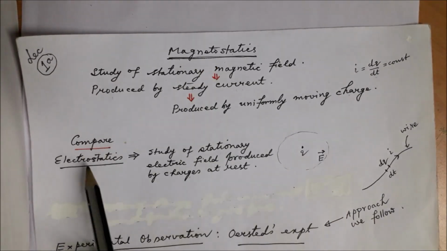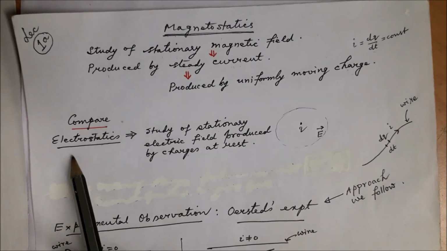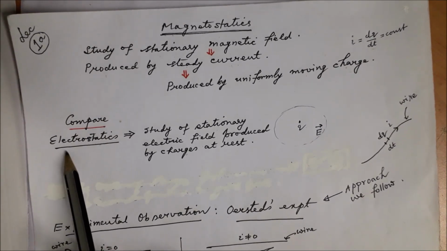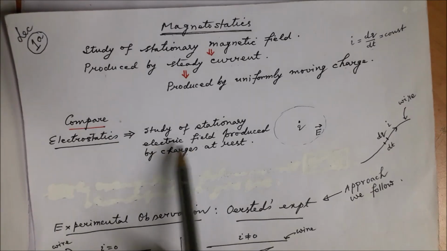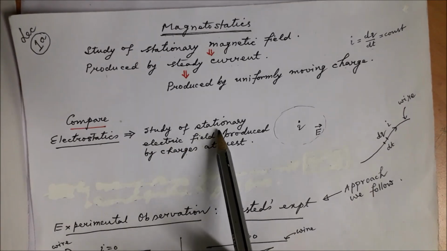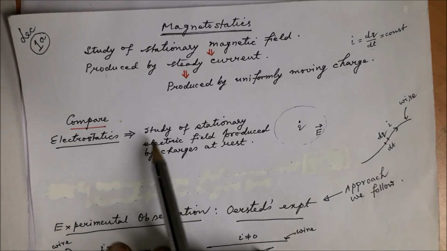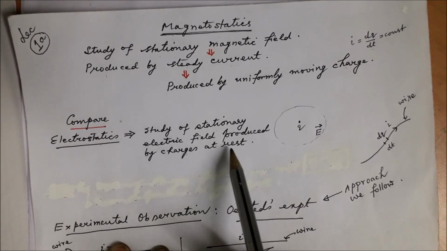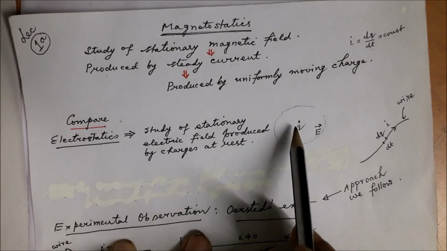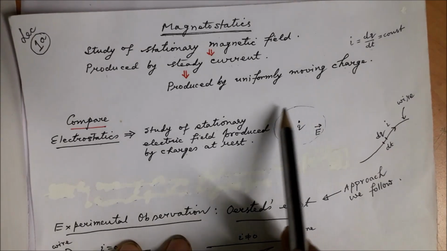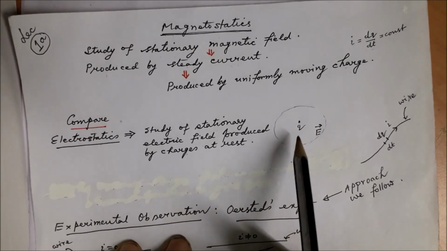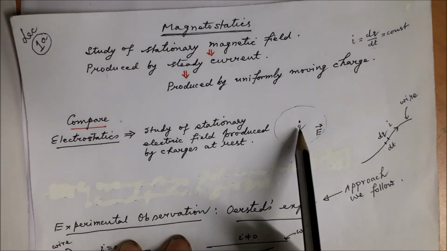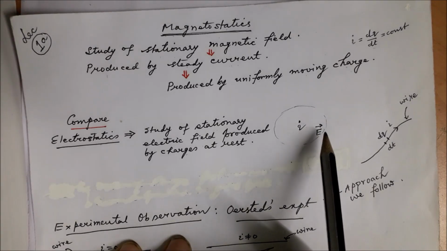We can compare the situation with what you did in electrostatics, which is also a combination of two subwords. One is electro, which means electric field, and statics is stationary. So electrostatics is the study of stationary electric field, which is produced by a charge at rest. Say we have a charge q here, and in the region surrounding it we have its influence, and that influence is referred to as its electric field as per Coulomb's law.